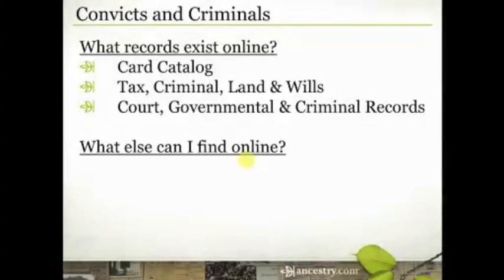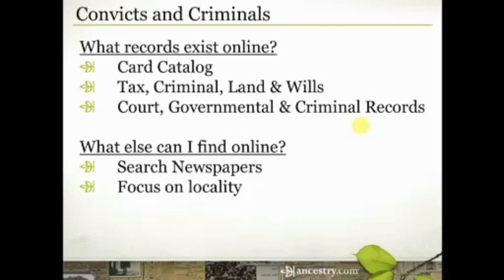Now, where else can you find information online? So we've talked about looking in the card catalog and just narrowing down to that category. We've also talked about just doing a general name search and then looking at that particular category to see what records exist. You can also find records in newspapers, and I've mentioned that. Newspapers are a little bit trickier to search. And so one of the things that I'm going to encourage you to do is to focus on locality when you search newspapers, and also to narrow down your search results using keywords.